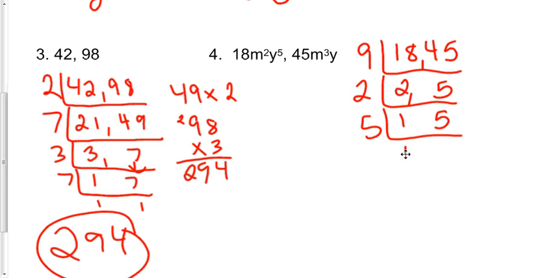5 doesn't go into 1, so I bring it down. 5 goes into 5 one time. So the LCM of my coefficients is 5 times 2 is 10. 10 times 9 is 90. Then I just look at my variable terms. m squared and m to the third. What's the smallest thing that those m's will go into? It'll be m to the third. y to the fifth and y, the smallest thing they'll go into is y to the fifth. So that's my LCM.